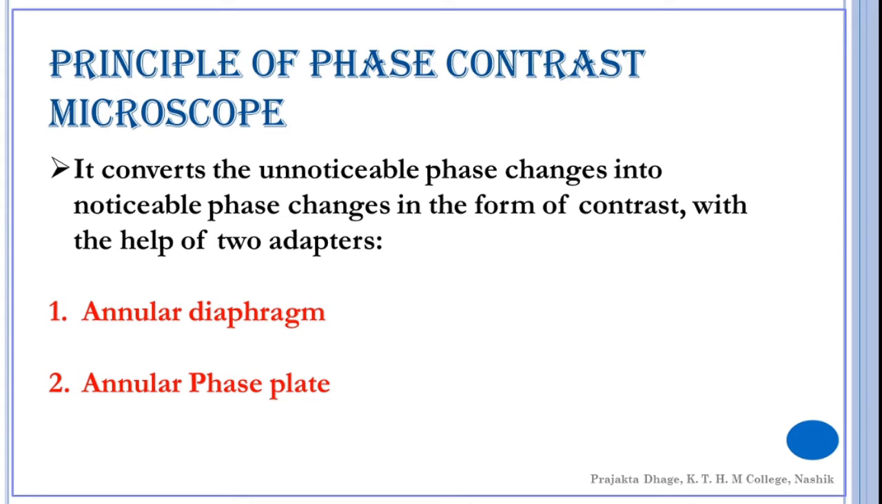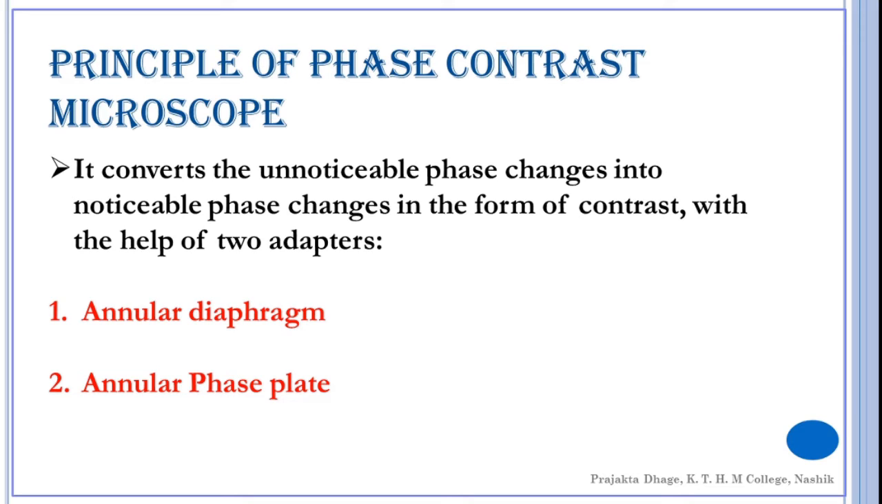The principle behind the phase contrast microscope is that it converts the unnoticeable phase change into the noticeable phase change in the form of contrast and with the help of the two adapters. These adapters are called as annular diaphragm and the second one is annular phase plate.